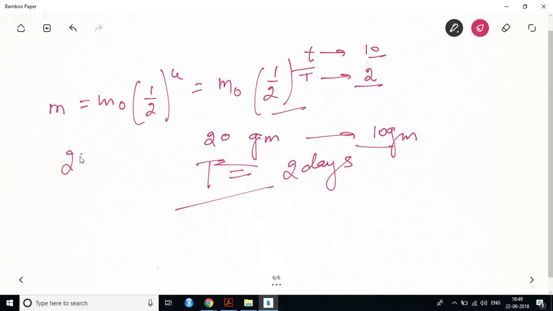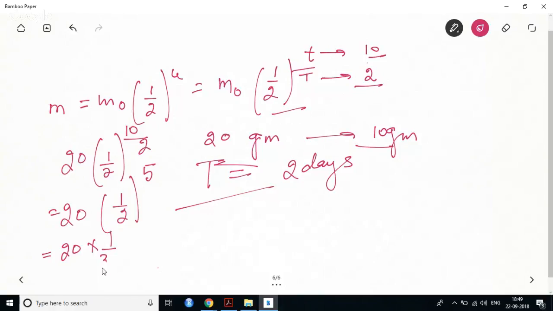So try to understand, this is 20 grams, 1 by 2 to the power 10 divided by 2, which is equal to 20, 1 by 2 to the power 5, which is equal to 20 divided by 32, or this is nothing but 5 divided by 8, which comes out to be 0.625 grams. So these are the two questions based on radioactivity which are there in your book. I have solved both of them. If you have any doubt, you can ask me, otherwise I'll move ahead.